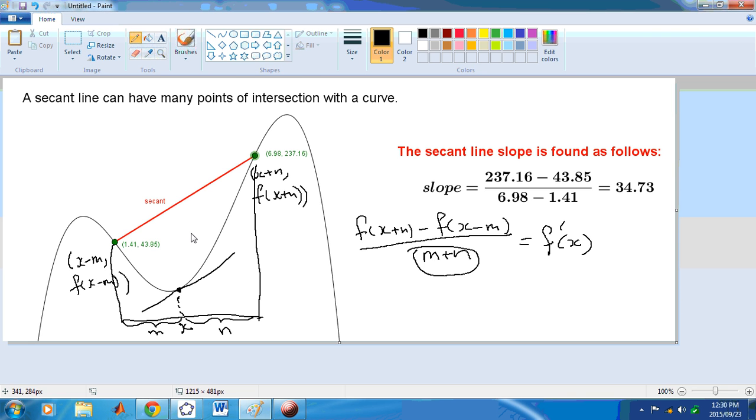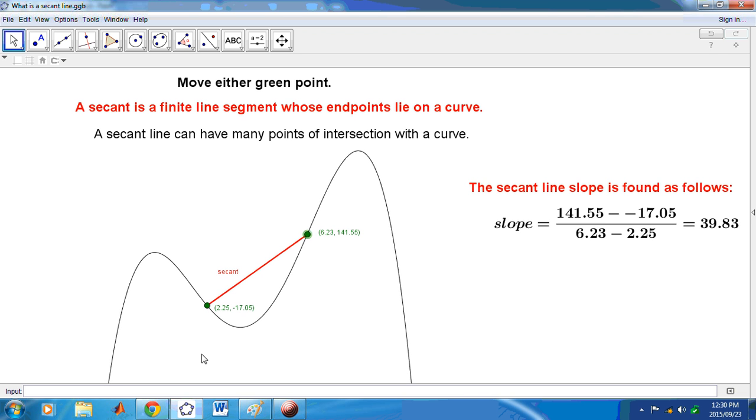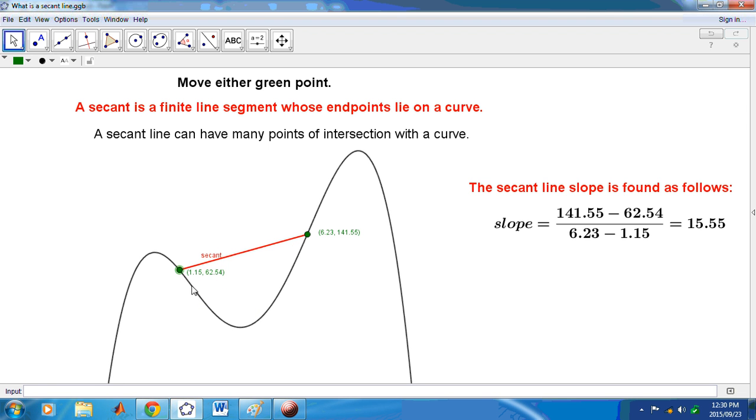Now, let's go back to the applet very quickly. We can see that if we have a secant line like so, we could draw a parallel tangent line right over there, which would have the same slope. As long as the curve is both continuous and smooth, we can always construct a parallel tangent line.